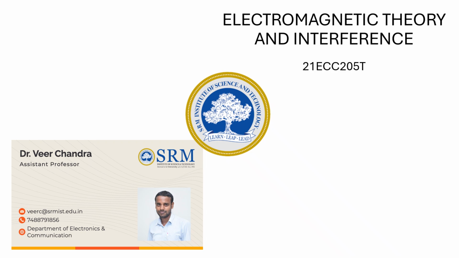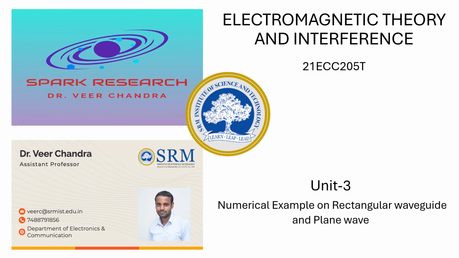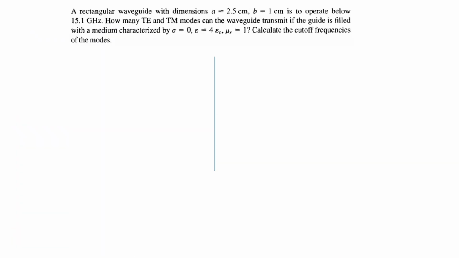Here we are going to talk about this course, Electromagnetic Theory and Interference. In this course, particularly, we will see two numerical examples on the rectangular waveguide and plane waveguide. Actually, this question is very important. That's why I have selected only a few questions here for your reference.